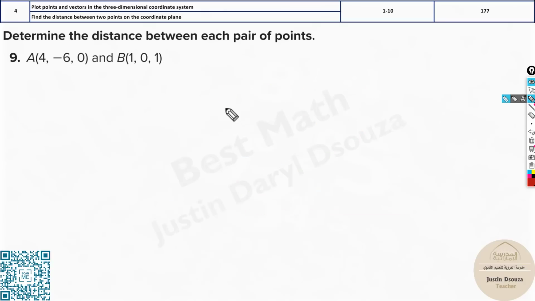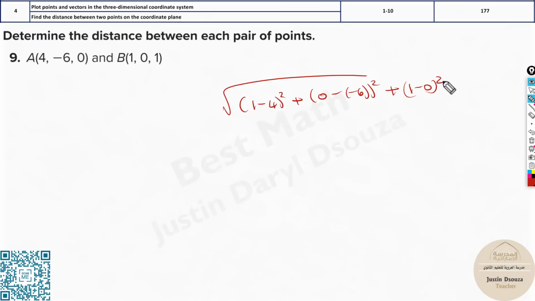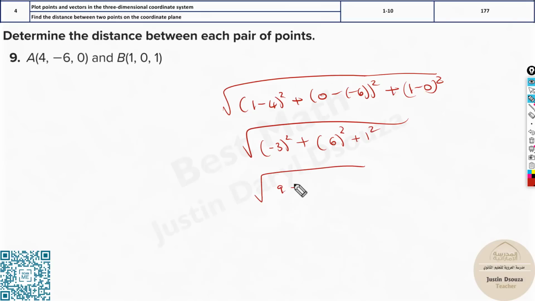Here as well, I'll directly use the formula. I'm not going to write the formula. It's 1 minus 4 the whole squared plus 0 minus of minus 6 the whole squared plus 1 minus 0 the whole squared. And then you can put this in the calculator directly and solve. There's no problem in that. It's minus 3 the whole squared plus 6 the whole squared plus 1 squared. Here we have 9 plus 36 plus 1. That will be square root of 46.